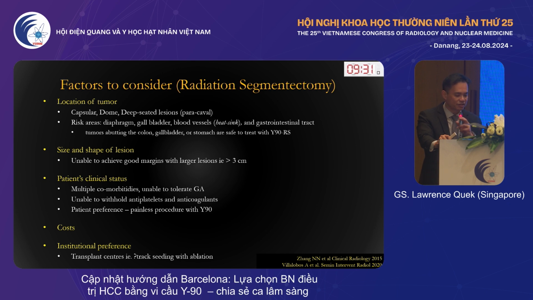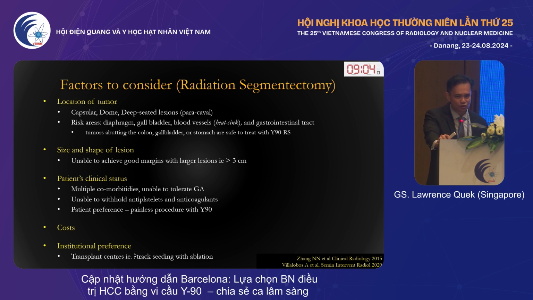Patient's clinical status is important. Patients with multiple comorbidities, unable to tolerate general anesthesia, unable to withhold platelets or antiplatelets and anticoagulants, and also patient preference. With ablation, you can do it under GA. We do some of our patients under conscious sedation, some under GA, but post-operative care, they do get a bit of pain. So some people want to avoid pain, and prefer Y90.